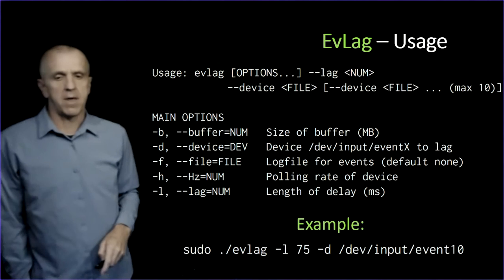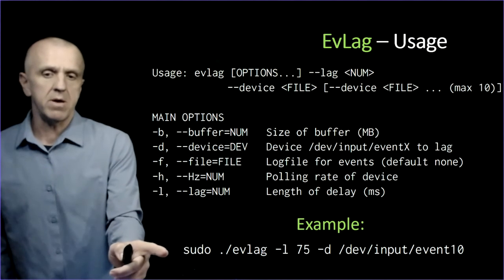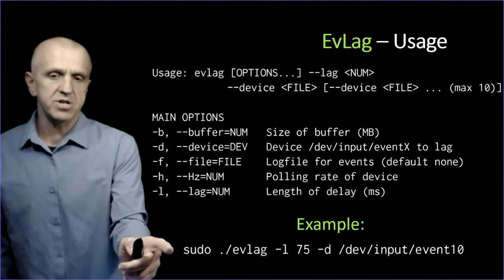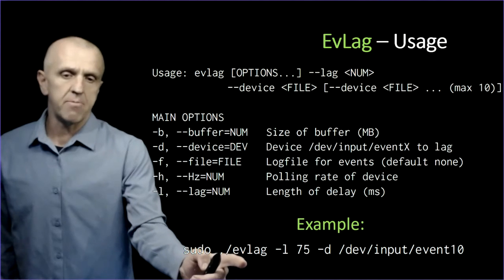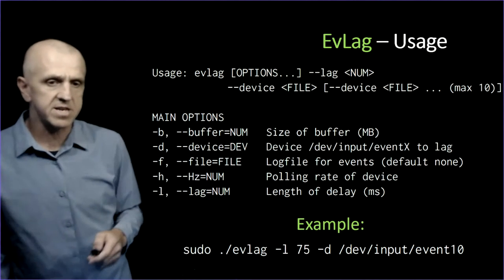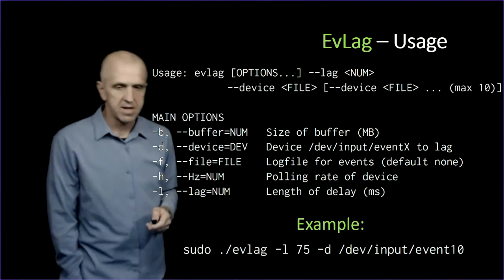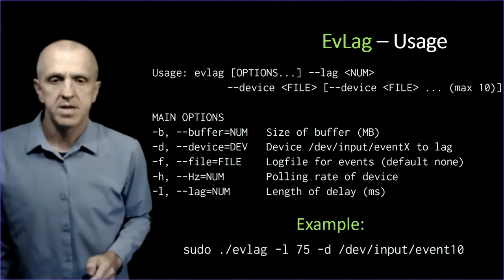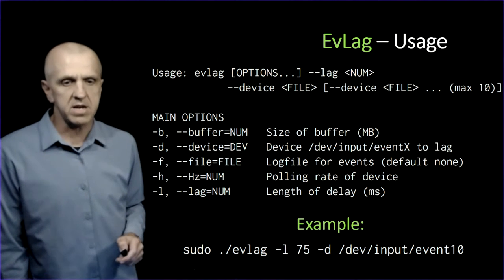So as an example, you'd run it this way. You have to be root, so administrator privileges to run. So that's my sudo. I'm running EvLag. I'm giving it 75 milliseconds of latency. The device in this case is dev input event 10, so it might be the mouse. So this would add 75 milliseconds of latency to every mouse event.